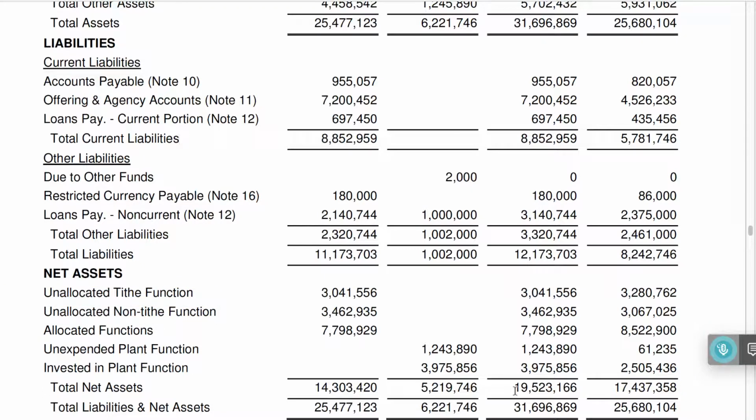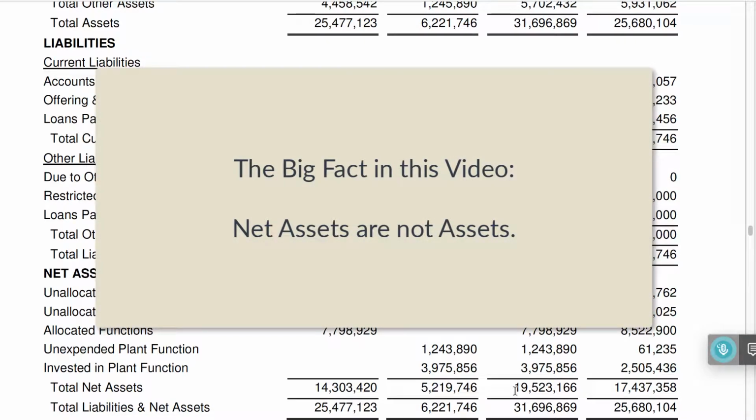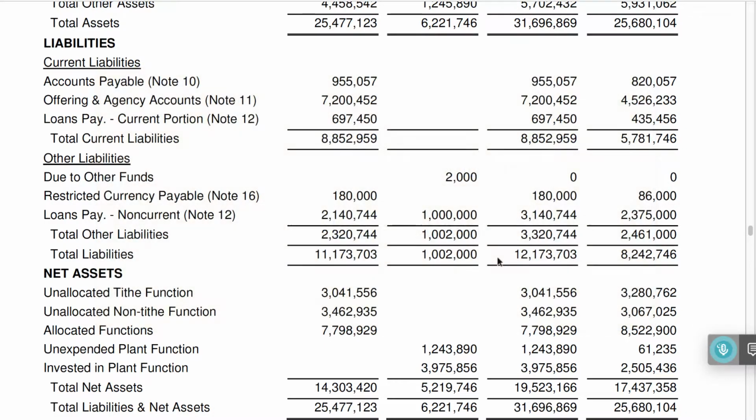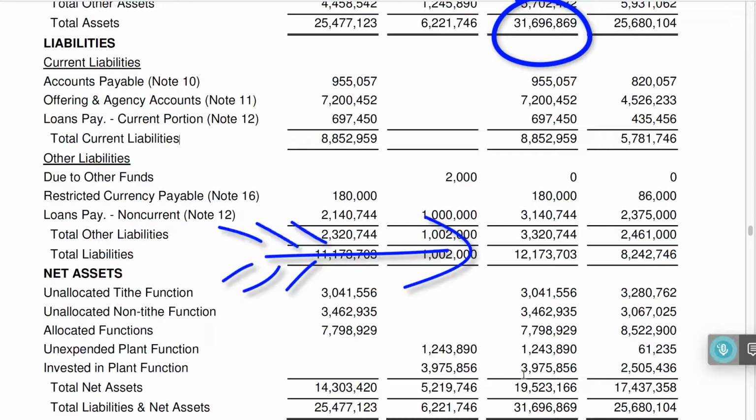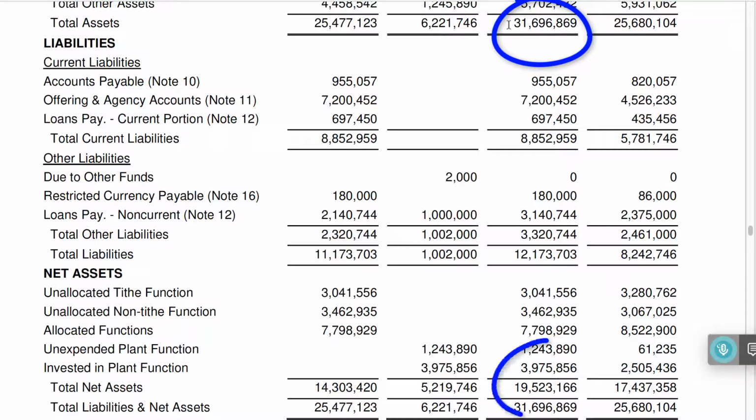You will be okay with the name if you're clear on the one big fact about net assets. The big fact is net assets are not assets at all. They are claims against the assets. The assets are up here in the 31 million. The creditors claim 12 million. That's left over, the ownership claims of 19 million in the category of net assets. These net assets are claims that are left over after creditors have gotten their bit. We have 19 million in net assets.